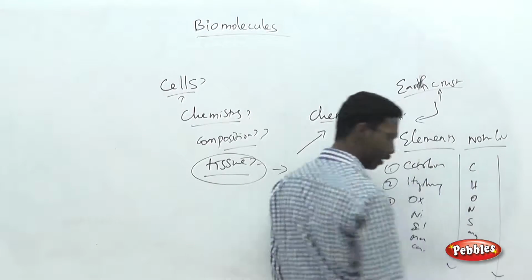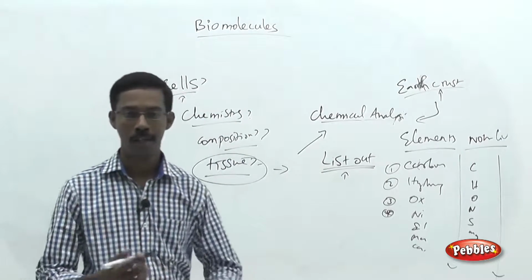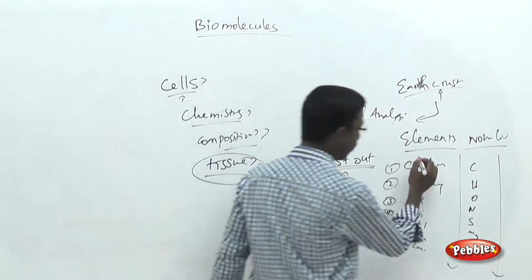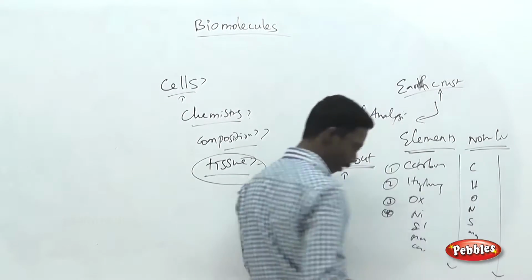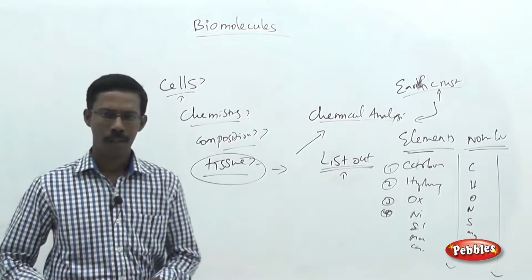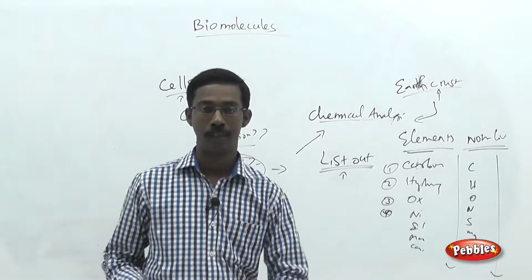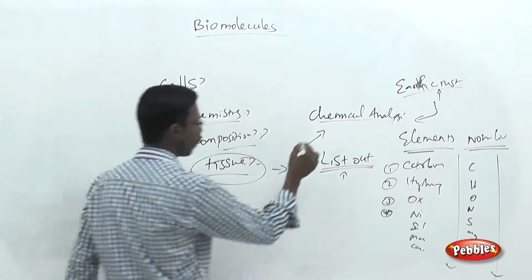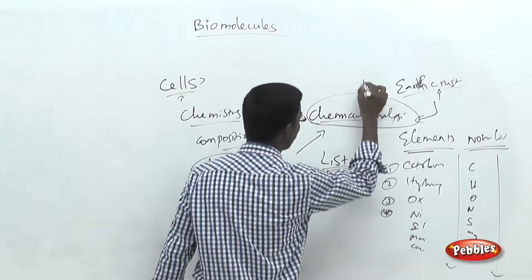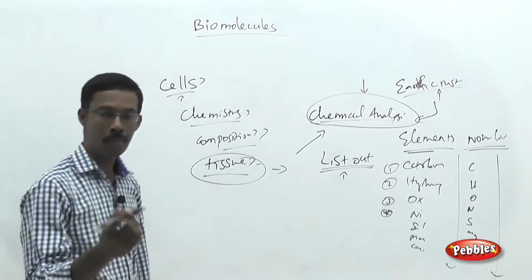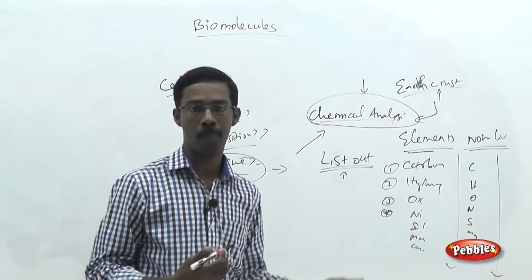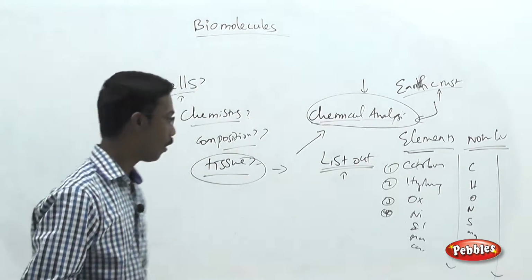Almost you will get a similar or identical list of elements or chemicals from both living and non-living samples. Then how can we differentiate the living from the non-living matters? According to the chemical analysis, though you are getting the same list of chemicals, the composition, the abundance of the chemicals, will vary from the non-living matters.